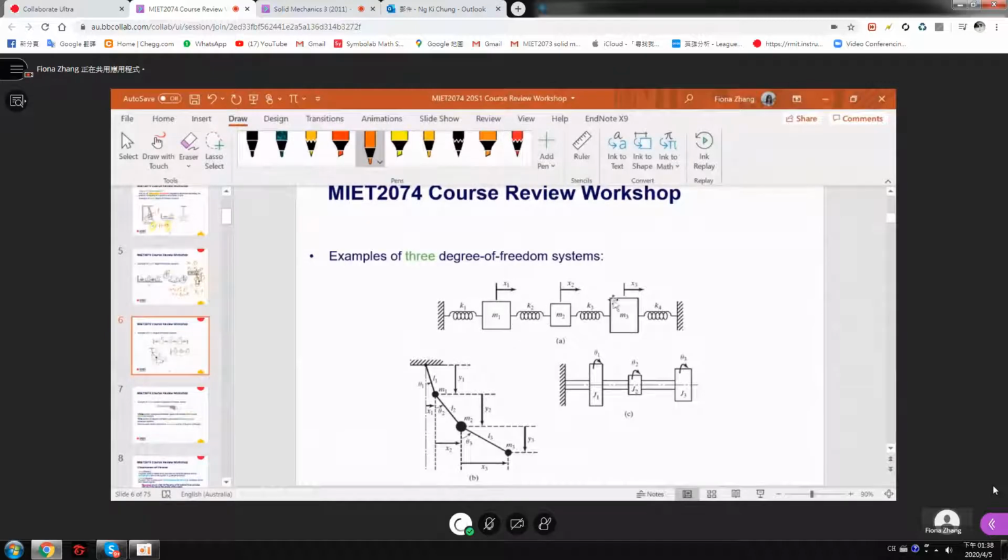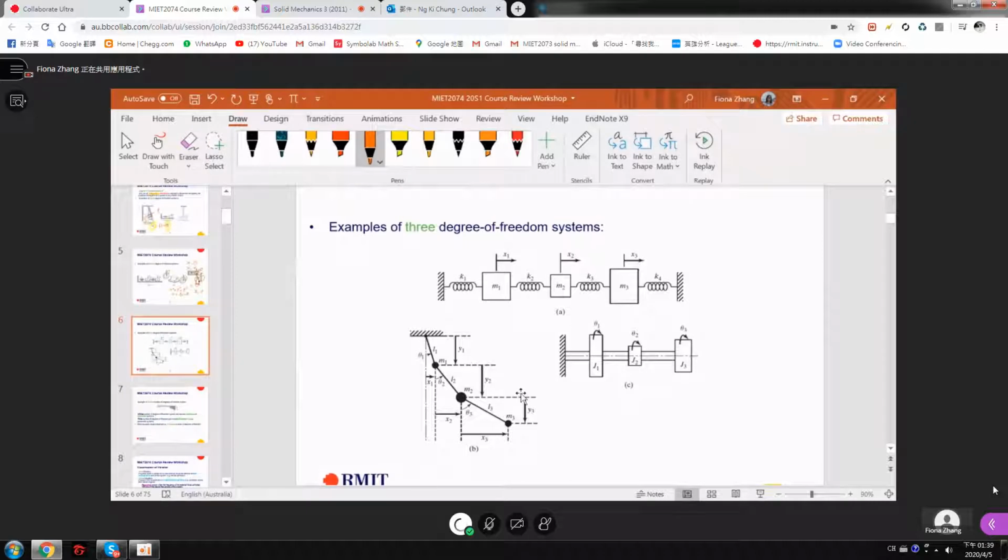Right, so for the mass spring, it's very simple: x1, x2, x3. Then theta 1, theta 2, theta 3 for the shaft. And for this pendulum system, there are many coordinates here: theta 1, theta 2, theta 3, x1, x2, x3, y1, y2, y3. But you know that theta 1, x1, y1 are actually correlated to each other. So basically, you can just use theta 1, theta 2, theta 3, or x1, x2, x3, or y1, y2, y3 to represent the coordinates for this system. So this is a 3 degree of freedom system.